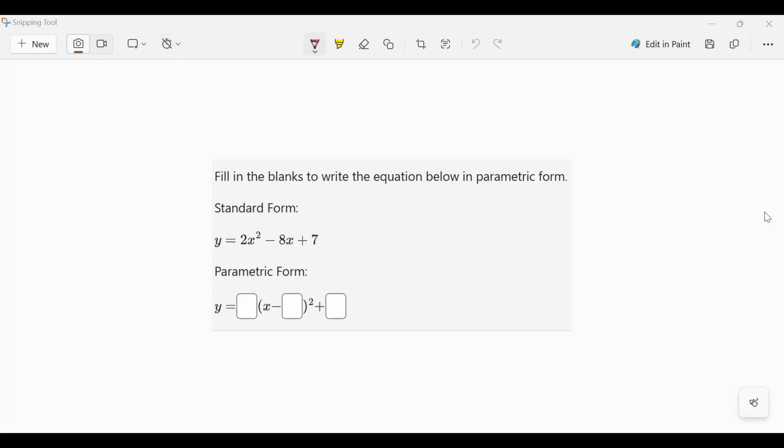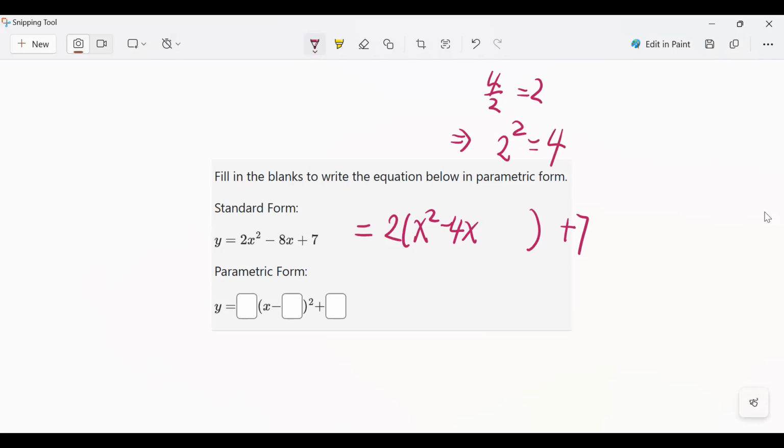Let's go over the solution. So first of all, factor out 2. We get x squared minus 4x. Leave some space here. We're going to take the 4 divided by 2, get 2, and then after that, square it, get 4. So add 4, minus 4. And we're going to distribute it and move it outside. Get 2 times x squared minus 4x, adding 4.